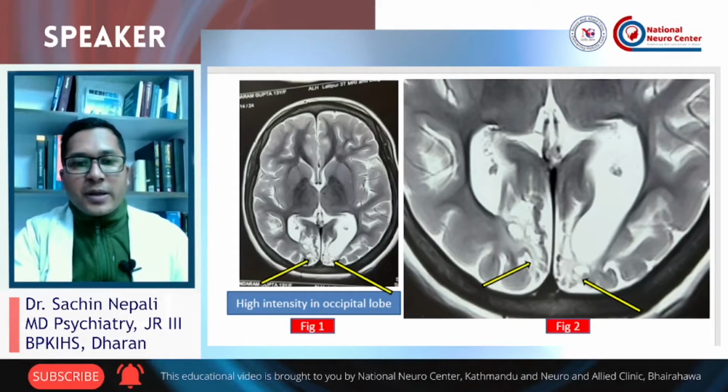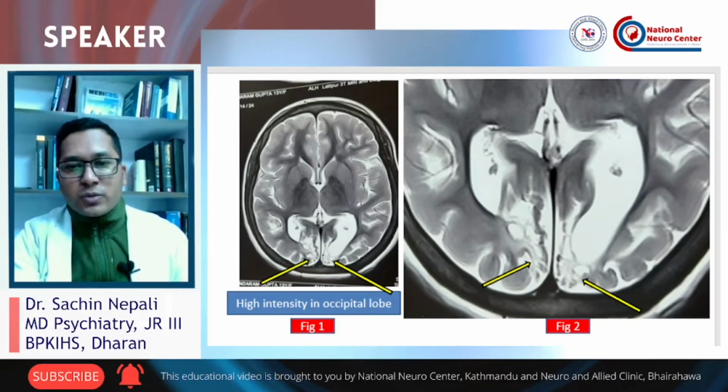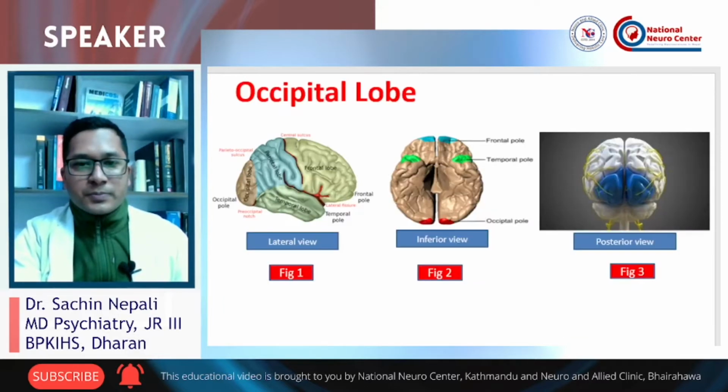The MRI finding of the patient has been shown in figure 1 and 2. Figure 2 is the enlarged part of figure 1. In figures 1 and 2, we can see the area which has been shown with the yellow arrows. There is a high intensity lesion in the occipital lobe. This is the MRI finding of the patient.